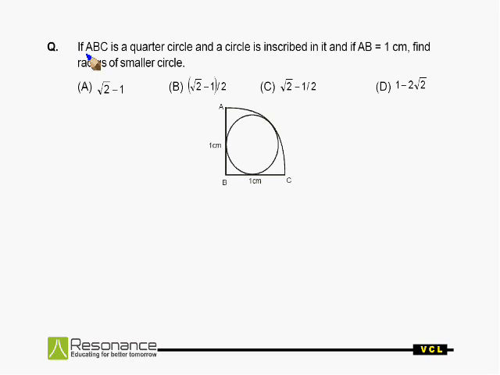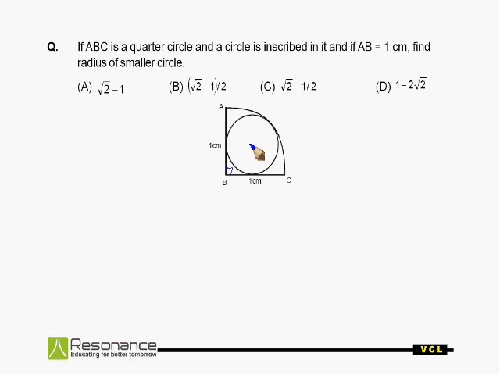Next question is, if ABC is a quarter circle and a circle is inscribed in it, and if AB equals 1 centimeter, then find the radius of the smaller circle. Here we have given ABC is a quarter circle. It means this angle is 90 degrees. We have to find the area of this smaller circle which is touching this quarter circle.